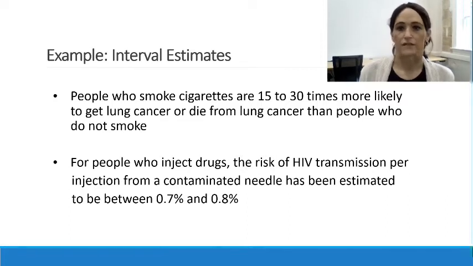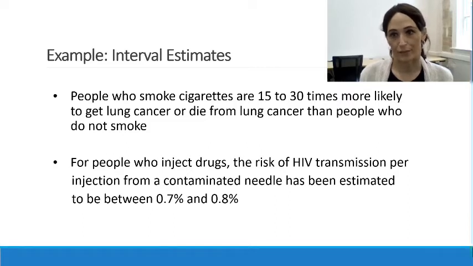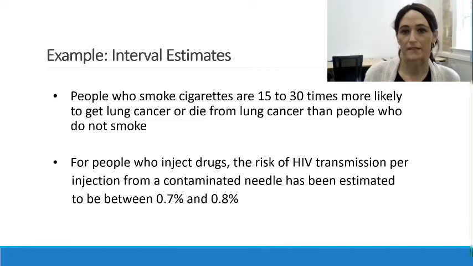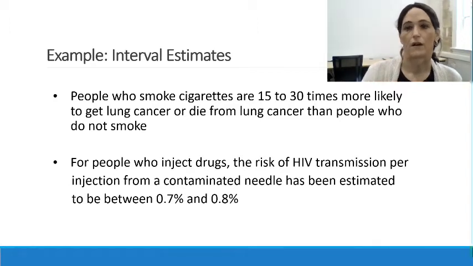For people who inject drugs, the risk of HIV transmission per injection from a contaminated needle has been estimated to be between 0.7% and 0.8%. That may sound like relatively low risk, but that's per injection. And if somebody's a daily user, then you can start to multiply those chances of not getting HIV, and over time it becomes a much higher probability. But in this case, that would be a population parameter estimate expressed as a fairly narrow range. And this is based on multiple studies, but a single study could come up with an estimate as well, as long as it was large enough.